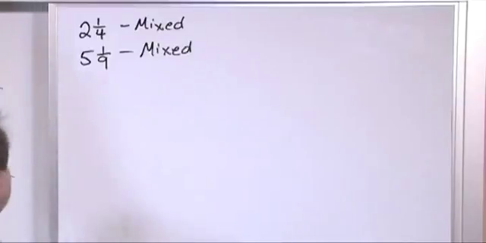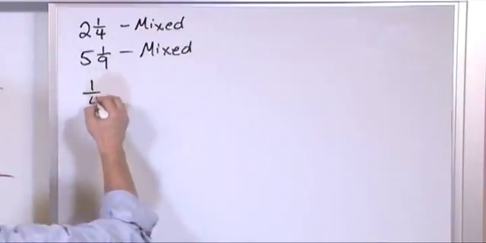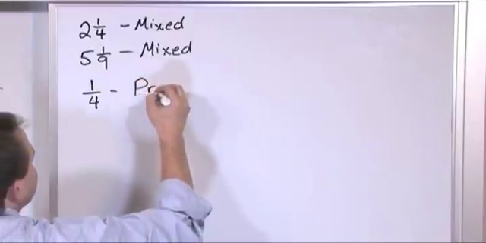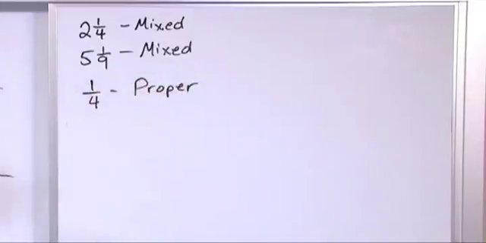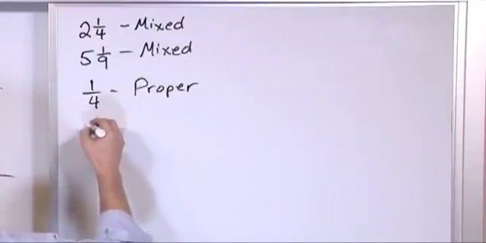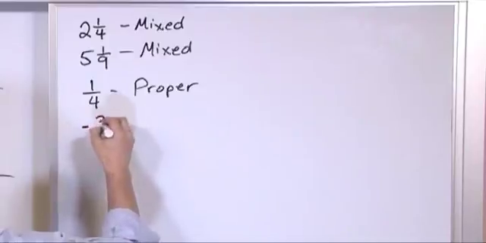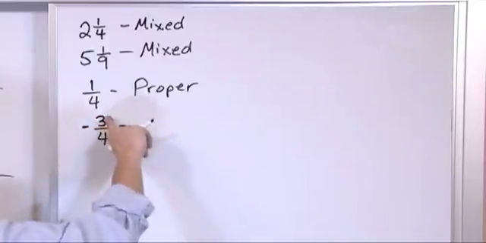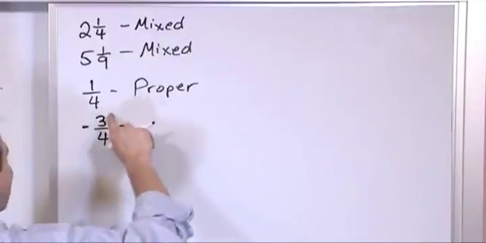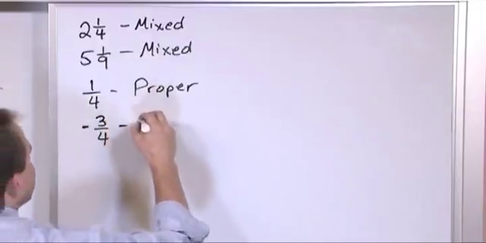All right? Let's say I have the simple fraction 1/4. What kind of fraction is that? That's a proper fraction because the top number is smaller than the bottom. What if I have negative 3/4? Don't worry about the fact that it's negative. That's fine. The top number is smaller than the bottom, so it's a proper fraction.